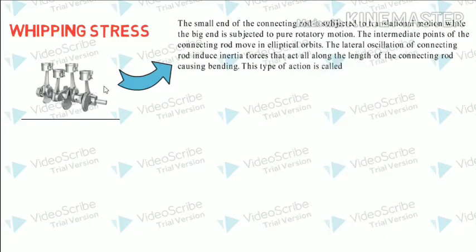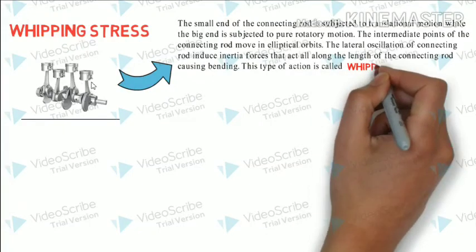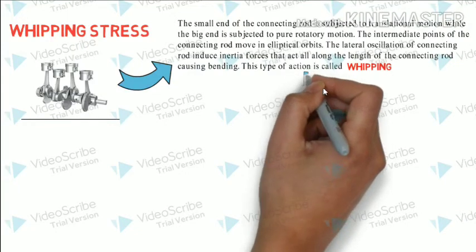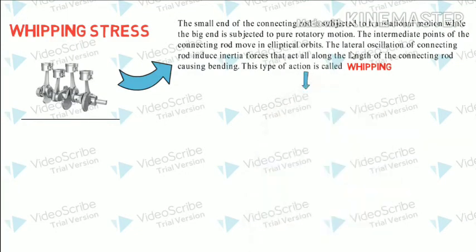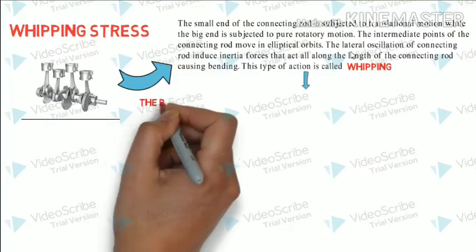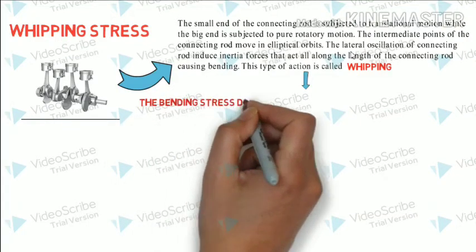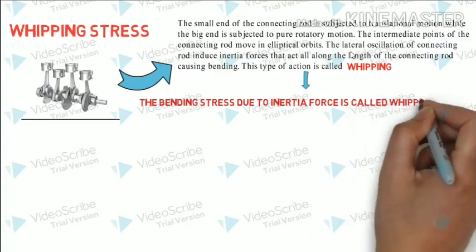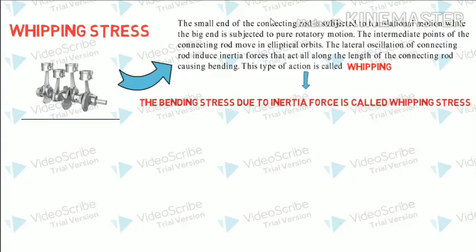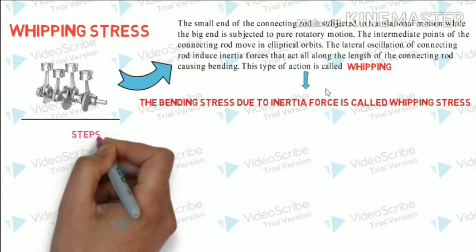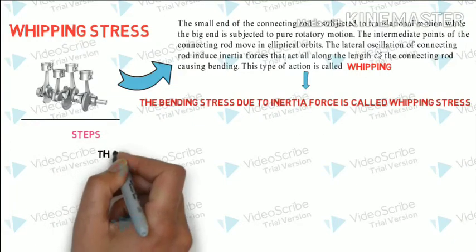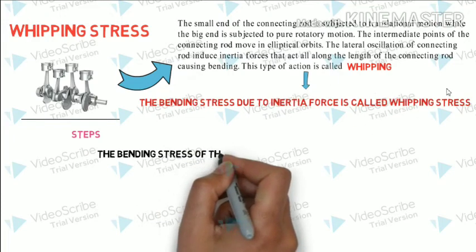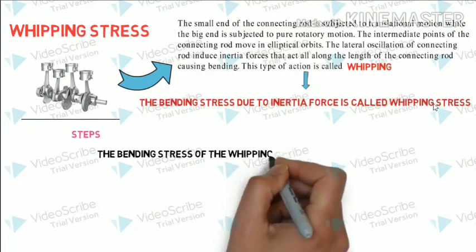And because of this, the parts intermediate to this connecting rod will be executing an elliptical path, and due to this difference in motion, it produces a lateral oscillation, and this oscillation induces an inertial force, and this causes bending of the connecting rod, and this bending is actually called whipping. The stress associated with this whipping is called whipping stress.